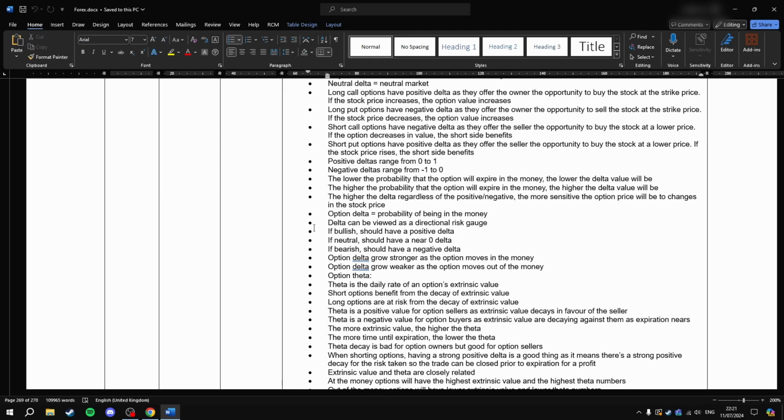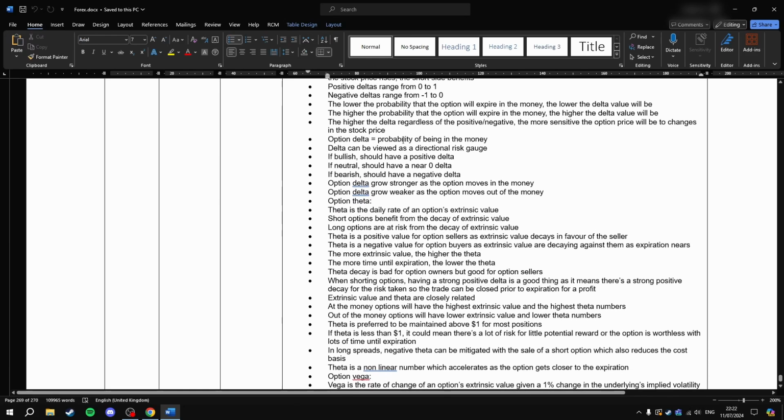So positive deltas range from 0 to 1, negative deltas range from -1 to 0. The lower the probability that the option will expire in the money, the lower the delta value will be. The higher the probability the option will expire in the money, the higher the delta value will be. So the higher the delta, regardless of the positive or negative sign, the more sensitive the option price will be to changes in the stock price. So option delta could be used as the probability of being in the money.